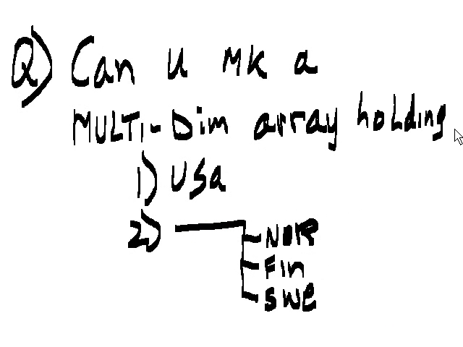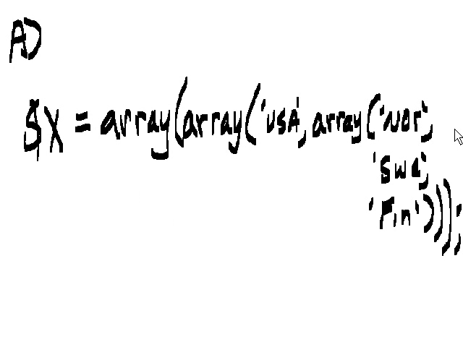Can you make a multi-dimensional array holding USA and in the next position Norway, Finland, and Sweden? That would have to be an array. Of course we can. Let's do it. $x equals array. So I get my array, and within the array, I've got another array. And these are the elements in it, USA, comma, then another array, in which I have Norway, Sweden, and Finland. And then closing matching parens, semi. 3 of them.